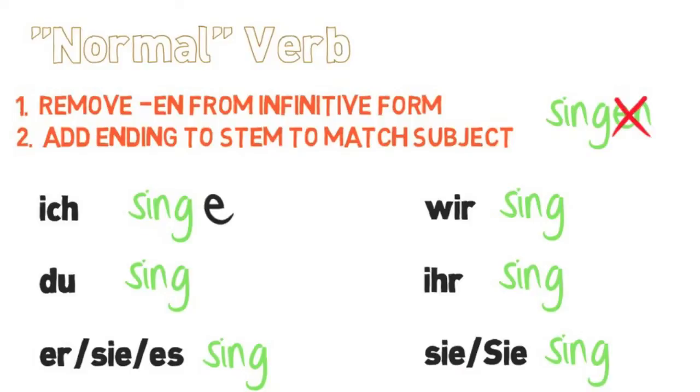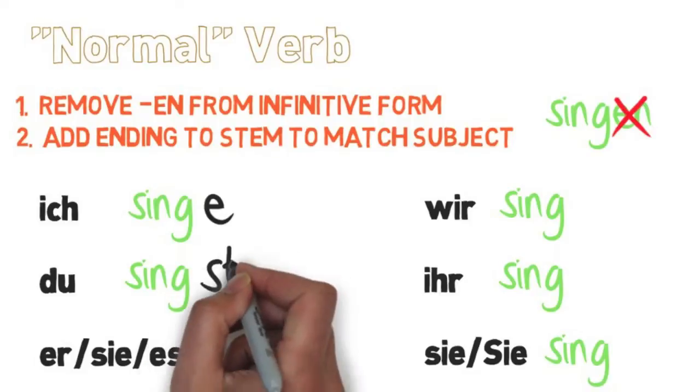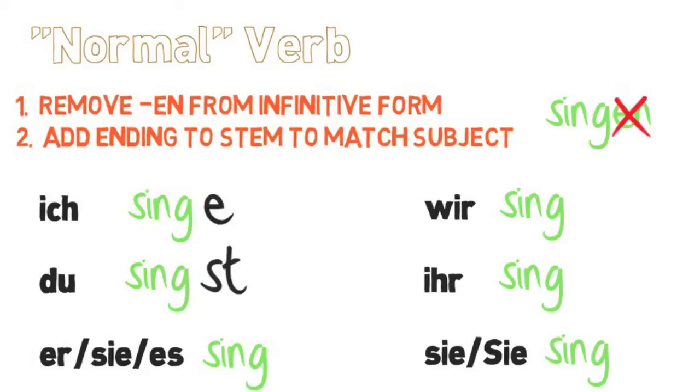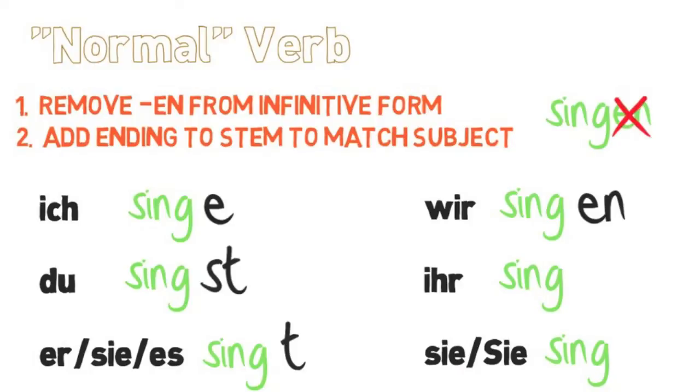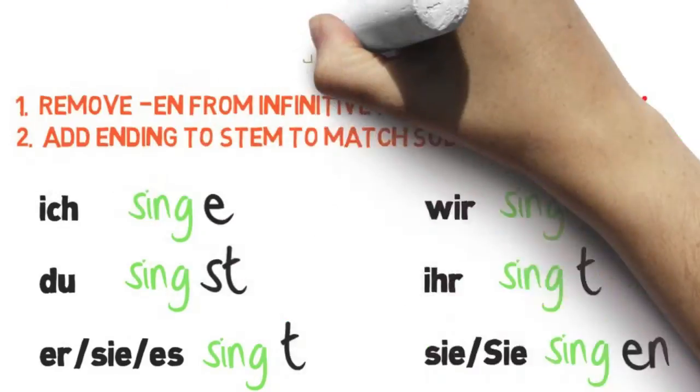An E with ich, an ST for du, a T for er, sie, and es, an EN for wir, a T for ihr, and an EN again for sie and Sie. So far, so good.